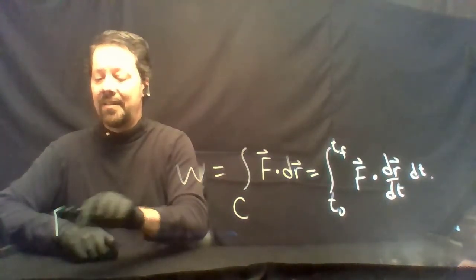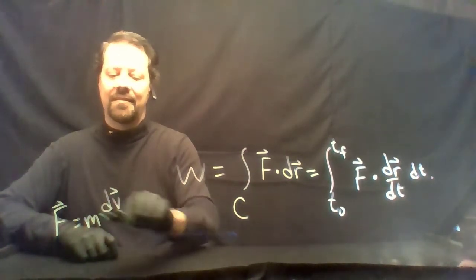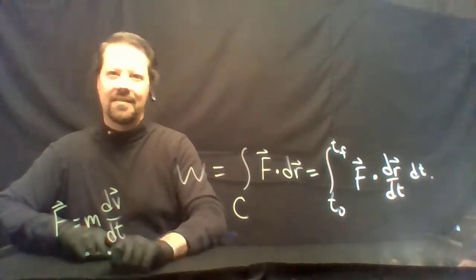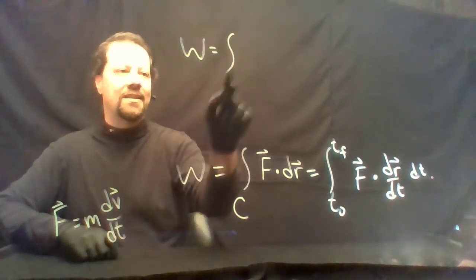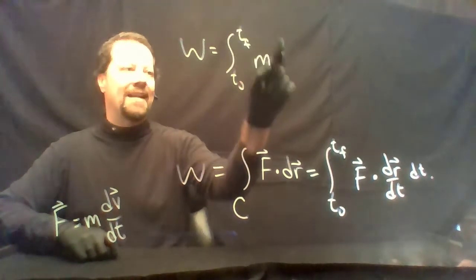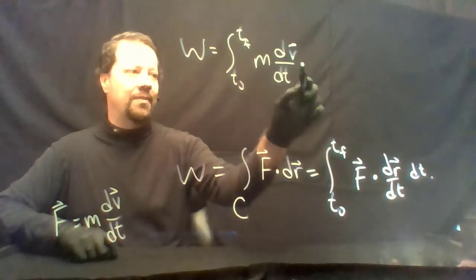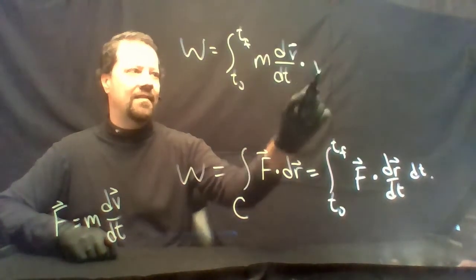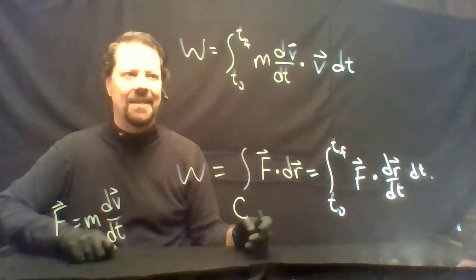According to Newton, force is mass times acceleration. What we have here then is the total work done is the integral from t0 to t final, mass times dv/dt, dotted with v times dt. Let's think about that for a minute.